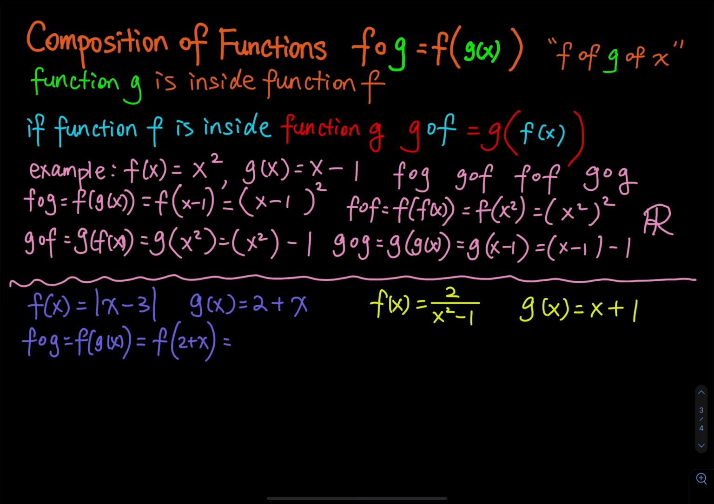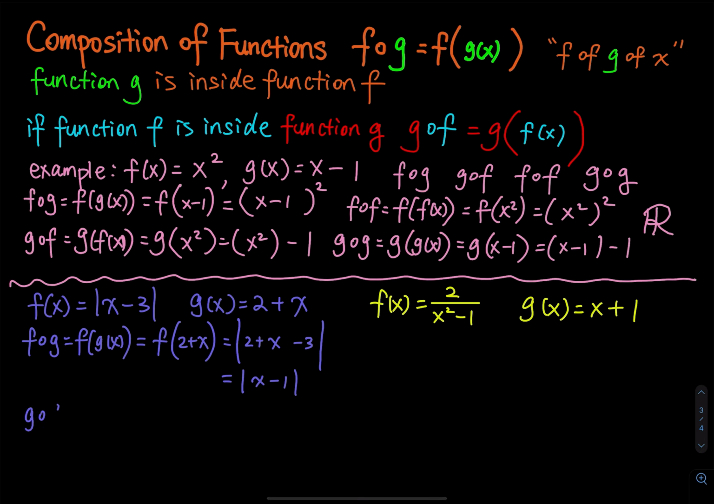So this is equal to the absolute value of x minus 3. And then what is x? x is now 2 plus x, right? So 2 plus x minus 3, so we have 2 minus 3, then that is equal to the absolute value of x minus 1. So what is the domain? The domain is x can be any real number, right? You take a number, subtract 1, there is no restriction at all. x can be any real number.